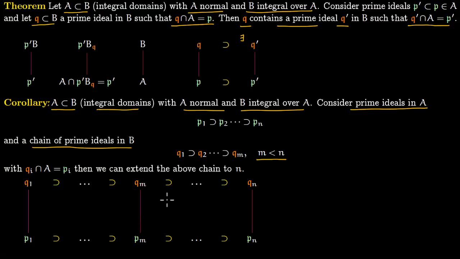So now we can extend this chain all the way to n, because say if there is P_{m+1} sitting here, you can always find Q_{m+1} sitting here by this theorem, and you can keep extending it till you get a chain like this. So this is called the going down theorem, because see, the ideals are contained within each other. So these two results are called going down theorem.